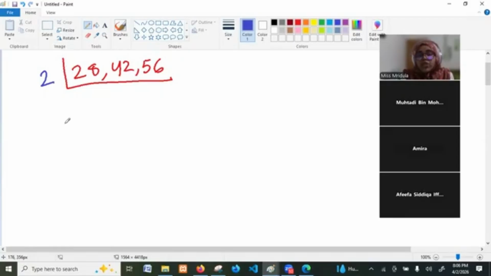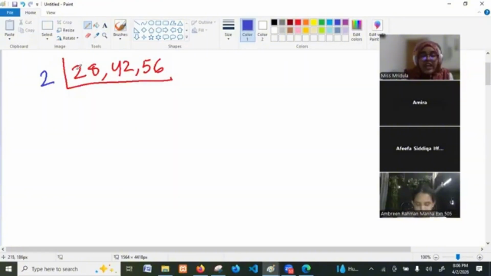So this is 2. Now we will divide all three numbers with 2. If we divide 28 by 2, that means if we find the half of 28, we will get 14. If we divide 42 by 2, that is half of 42, that will be 21. And if we divide 56 by 2, we will get 28. Now you can tell that 14, 21, 28, all of these are not even, right?